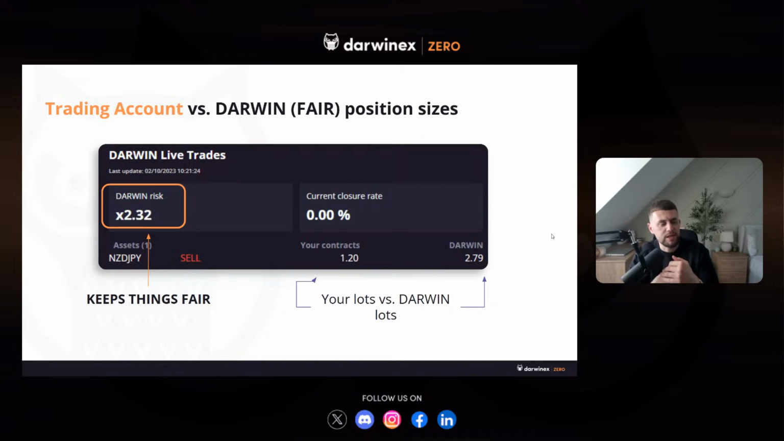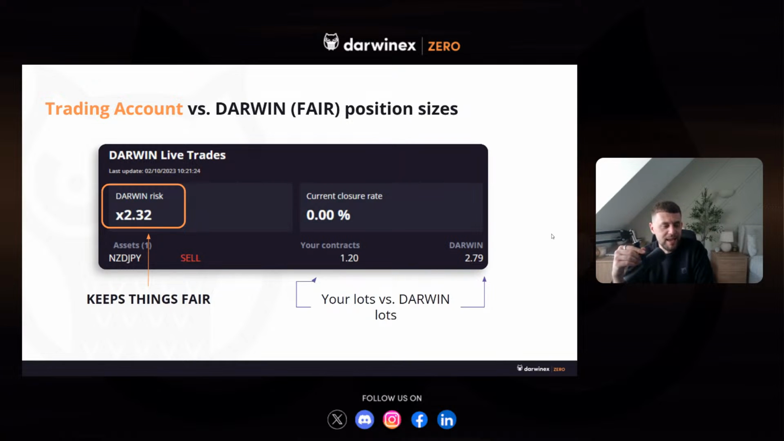It then shows you any trades that you're in. It shows you the lot size that you have open at Signal account level, and then it shows what the corresponding lot size would be on your Darwin. Now, what's important to note here is this will be different if your Darwin has a different level of AUM to the 100,000 or the million that you have in your Signal account.